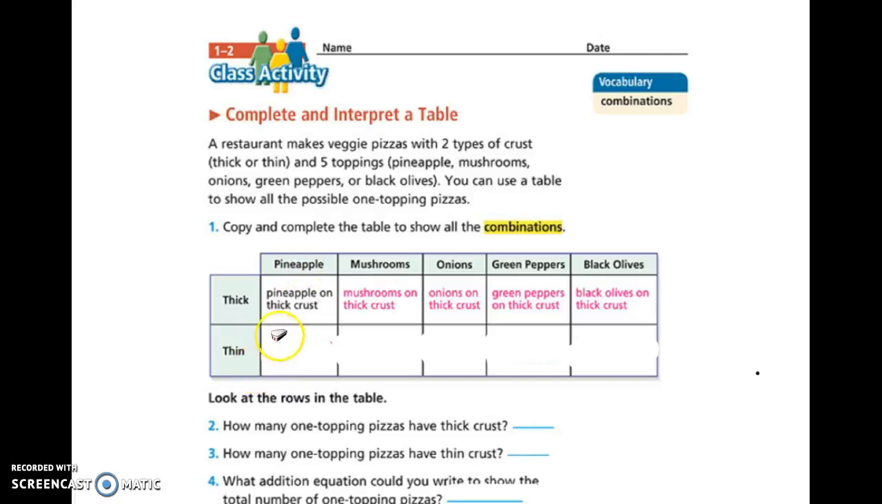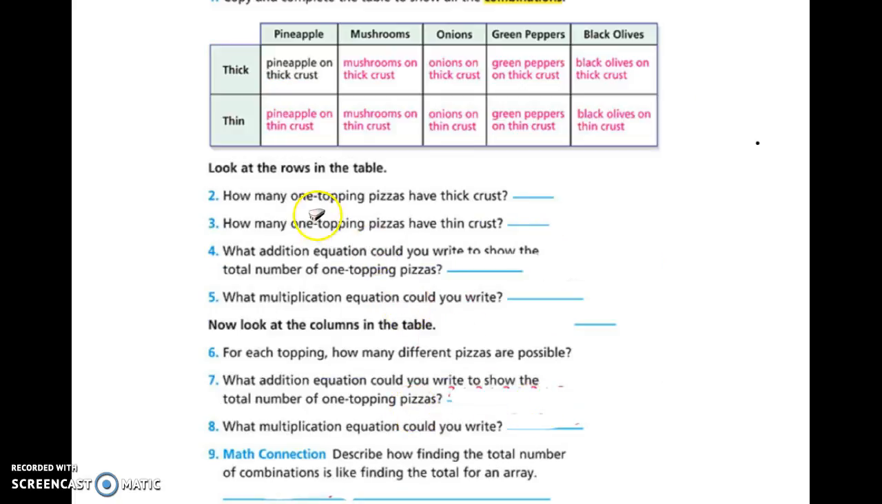So I could have pineapple on thin crust. I could have mushroom on thin crust. I could have onions on thin crust. I could have green peppers on thin crust. And lastly, I could have black olives on thin crust. These are all one-topping pizzas, right? They only have one topping, but you can either get them on the thick crust or on the thin crust.